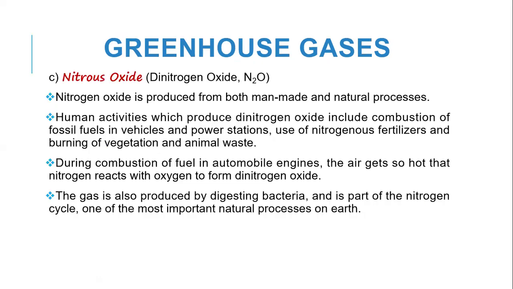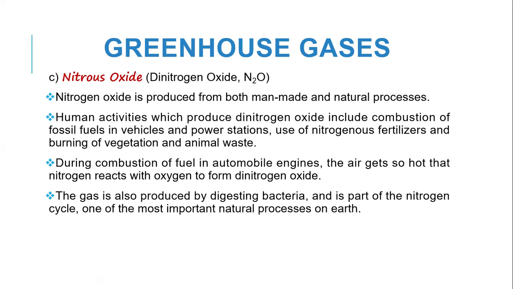The other greenhouse gas is nitrous oxide, or nitrogen oxide. The nitrogen oxide is produced from both man-made and natural processes. Human activities which produce this dinitrogen oxide include combustion of fossil fuels in vehicles and power stations, use of nitrogenous fertilizers, and burning of vegetation and animal waste. So these are the various human activities that lead to the production of dinitrogen oxide.